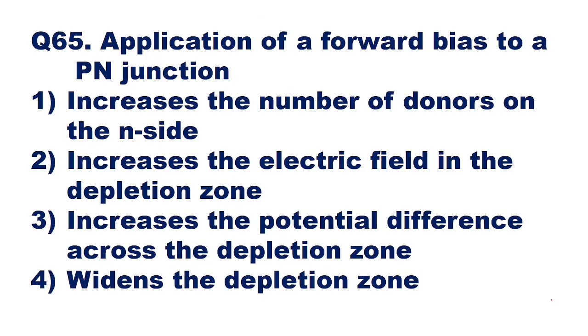Now in this question, application of a forward bias to a PN junction, that is when a PN junction is forward biased, what happens? Option 1 is: increases the number of donors on the N side, increases the electric field in the depletion zone, increases the potential difference across the depletion zone, and widens the depletion zone. Here we have to see whether the number of donors, that is electrons, is increased or not. We have to see whether the electric field of the depletion region is increasing, whether the potential difference of the depletion region is increasing, or whether the depletion region is widening.